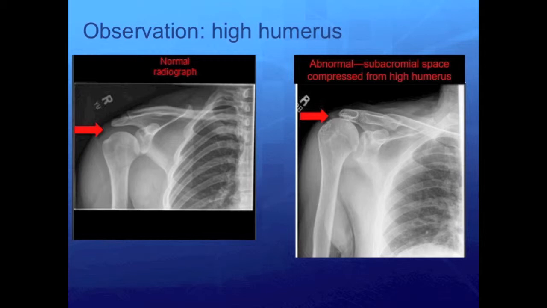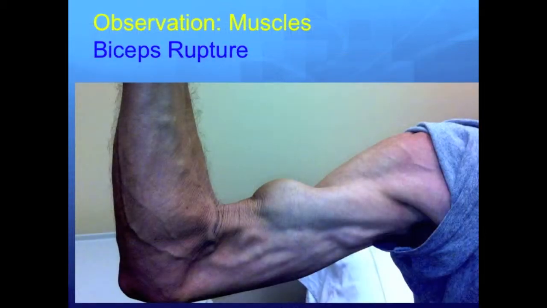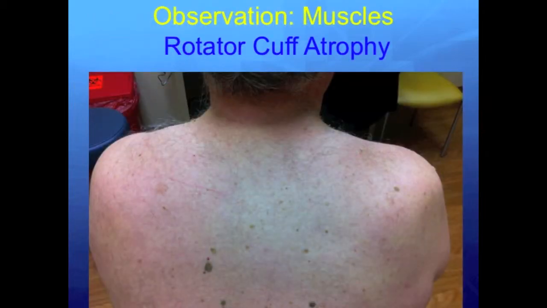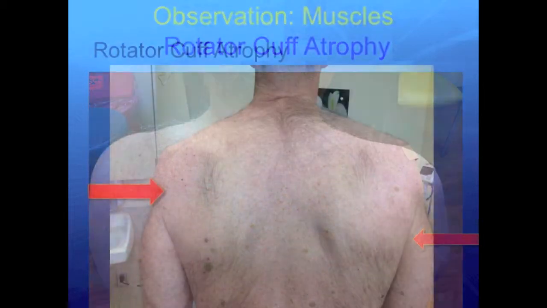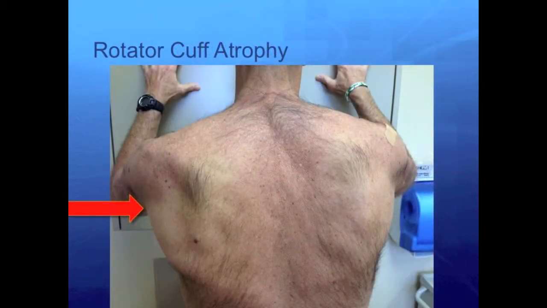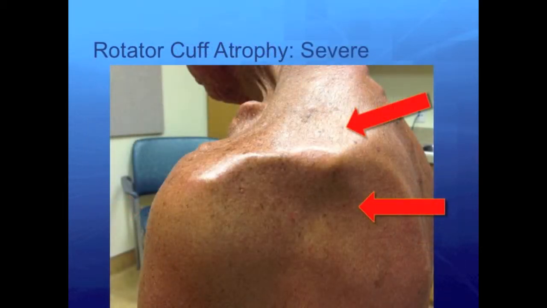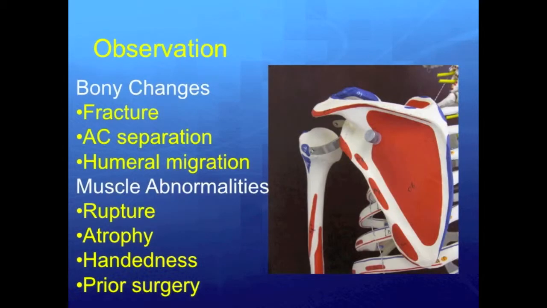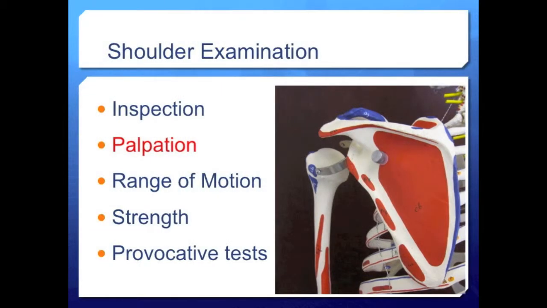Besides bony abnormalities, you can observe muscular shoulder abnormalities, including the Popeye sign after rupture of the long head of the biceps tendon, or rotator cuff atrophy, which can be subtle or more pronounced, especially with flexion against resistance. Severe rotator cuff atrophy can be seen in patients with long-standing rotator cuff ruptures. Overall, simple observation might give you clues to prior injuries and tendon ruptures that could affect the function and strength of your patient. After inspection, the next step in the shoulder exam is palpation.